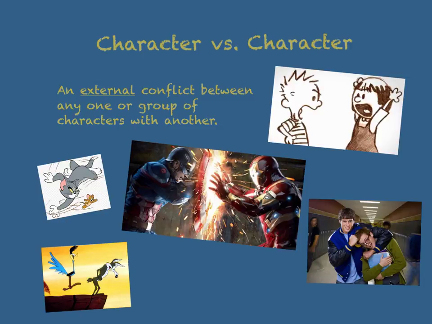If you look at these examples, you see some character versus character conflicts, and in the bottom right corner, you see a group versus group, character versus character conflict. You have the athletes or the jocks versus the nerds. And I'm going to bring this up a little bit later in the video.